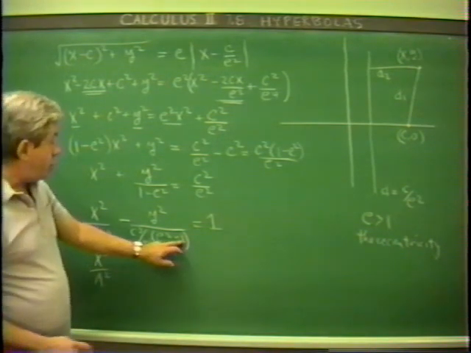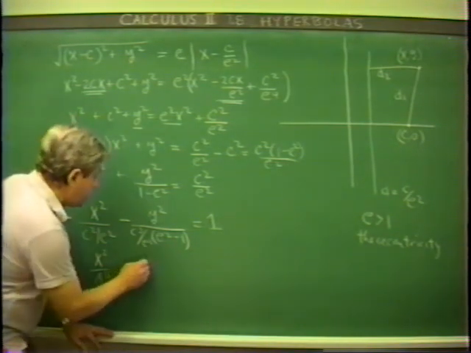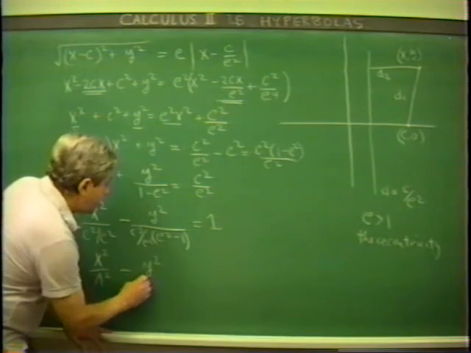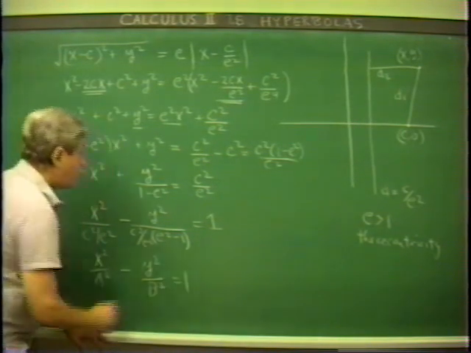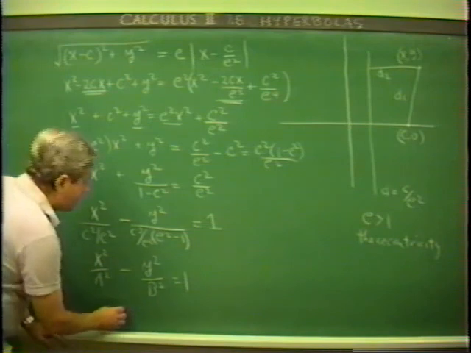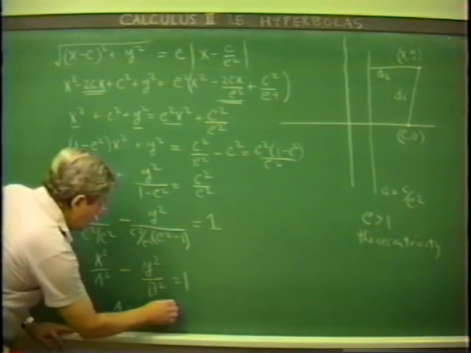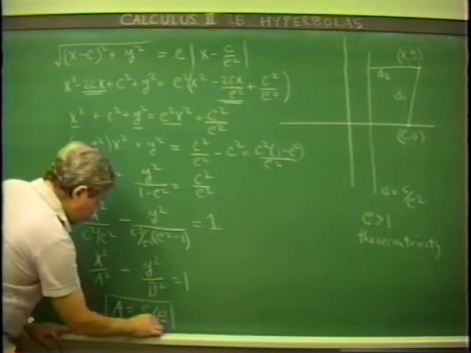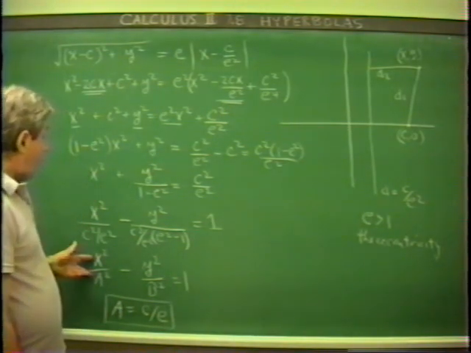C squared over e squared I'm going to call a squared, so this is x squared over a squared. E squared minus 1 is positive, c squared over e squared is positive, so I can call this quantity b squared. It's going to be some number squared. So I write this as x squared over a squared minus y squared over b squared is equal to 1. In which case I get a squared is c squared over e squared, so that a is equal to c over e.